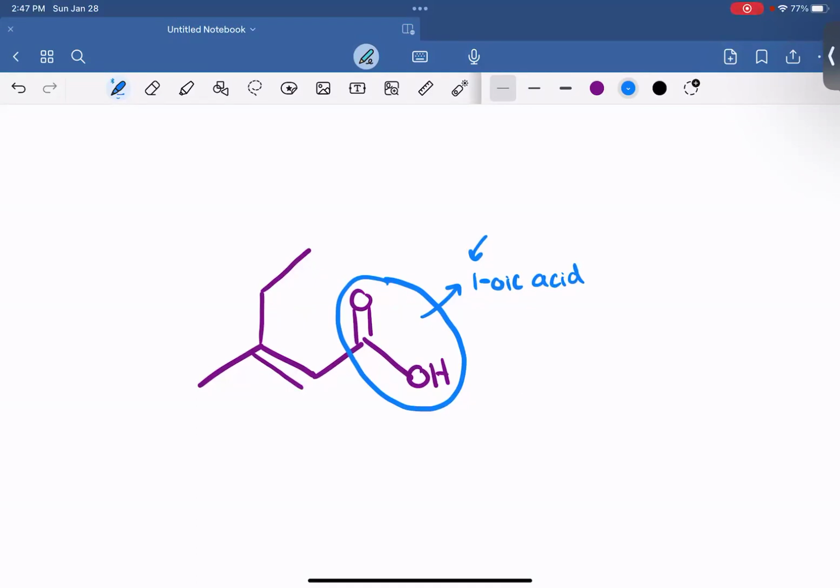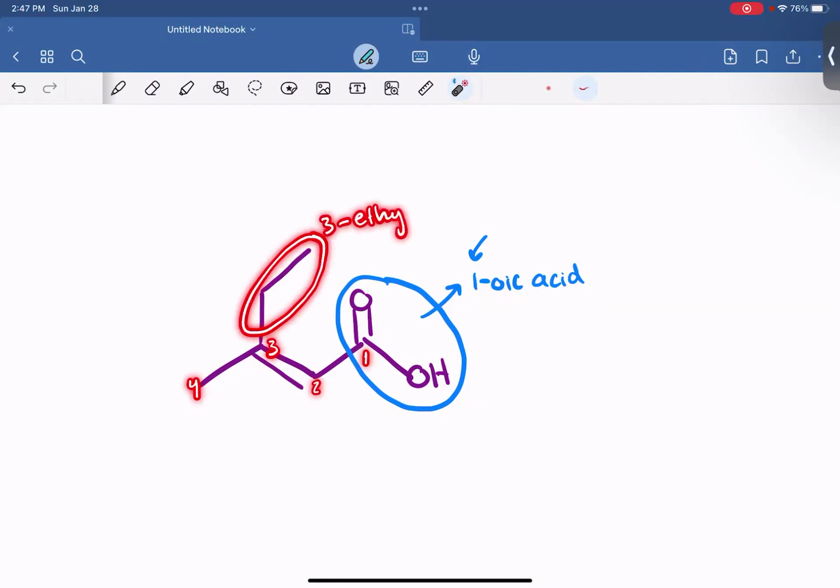Next, I want to identify my longest carbon chain connected to my highest priority functional group. Okay, so I'll do a quick pause in the video here. The next couple seconds are going to be wrong because I want to illustrate something that some students do. So some students say 1, 2, 3, 4, while this is an ethyl group coming off of the 3 carbon, ethyl being 2 carbons in length, okay?